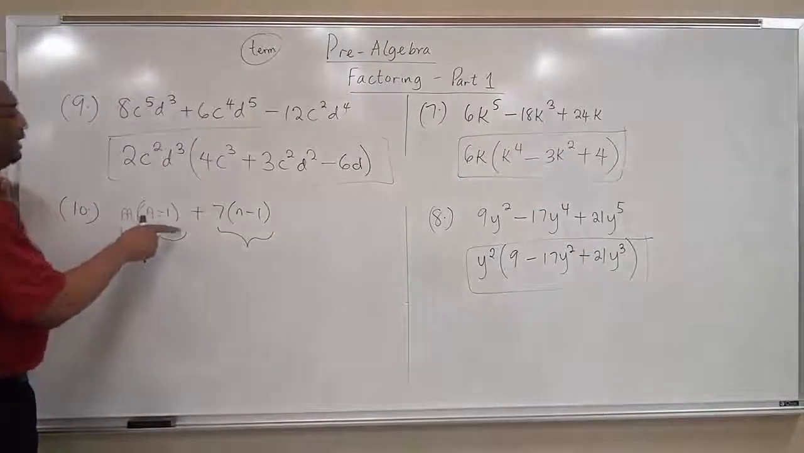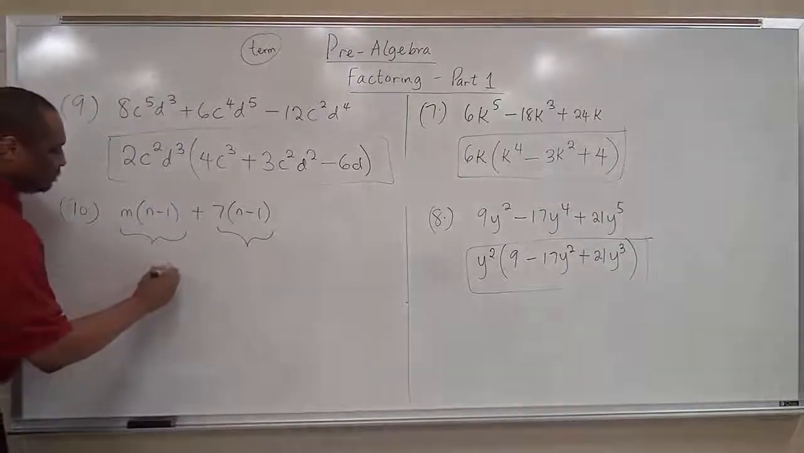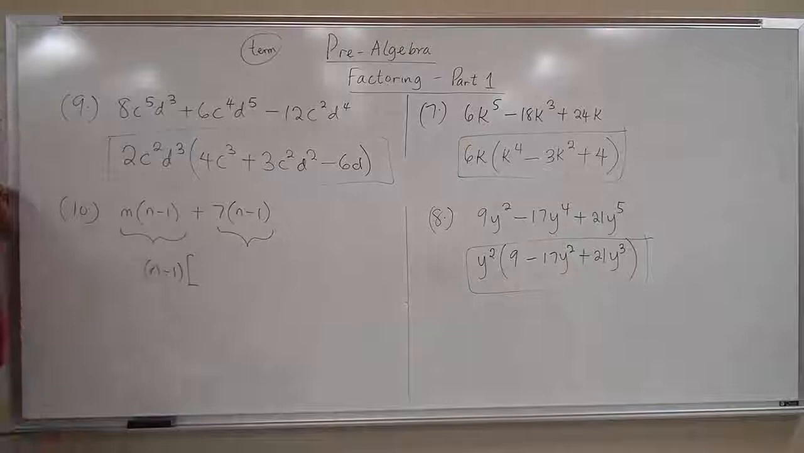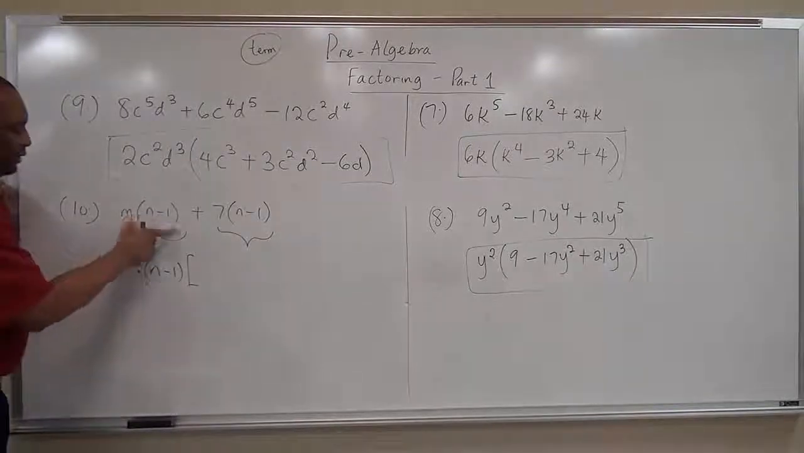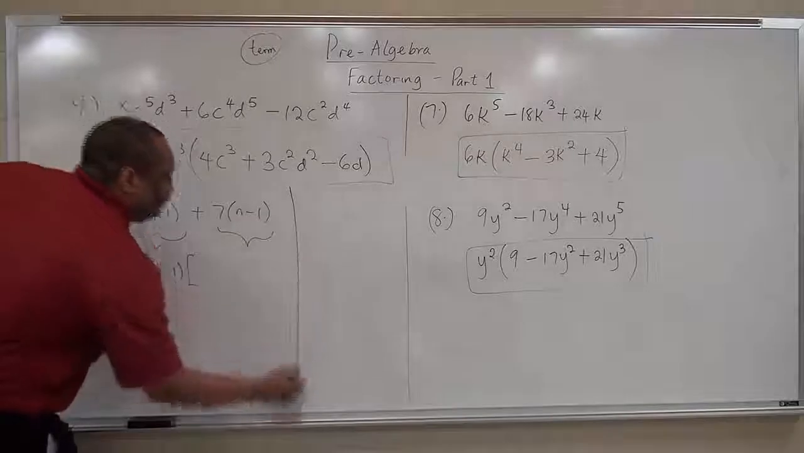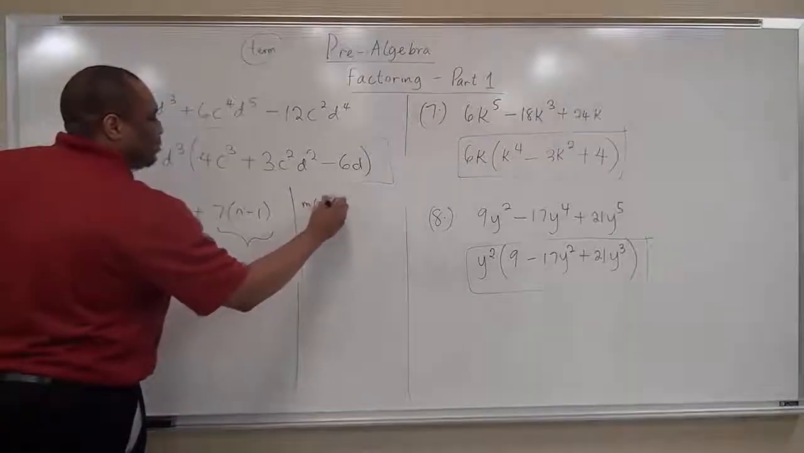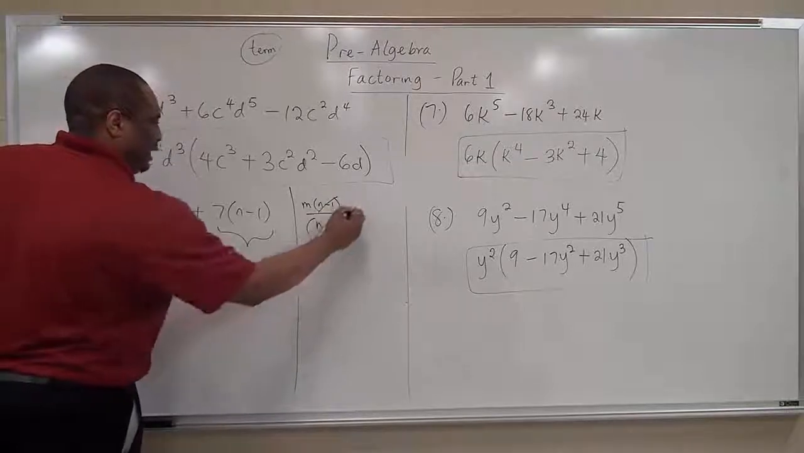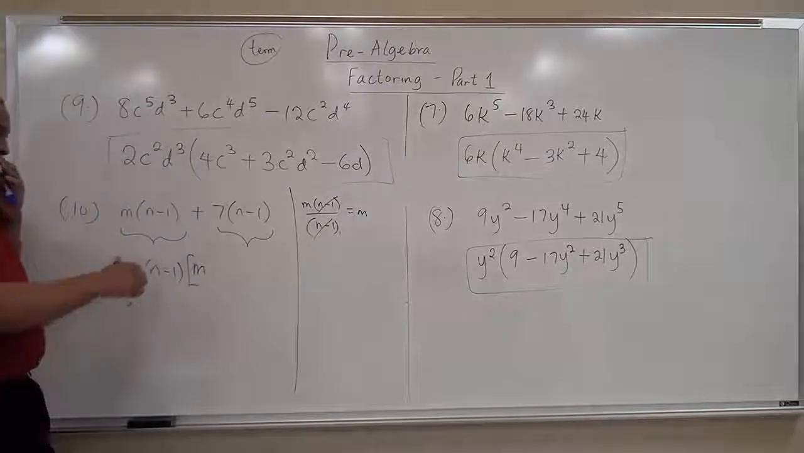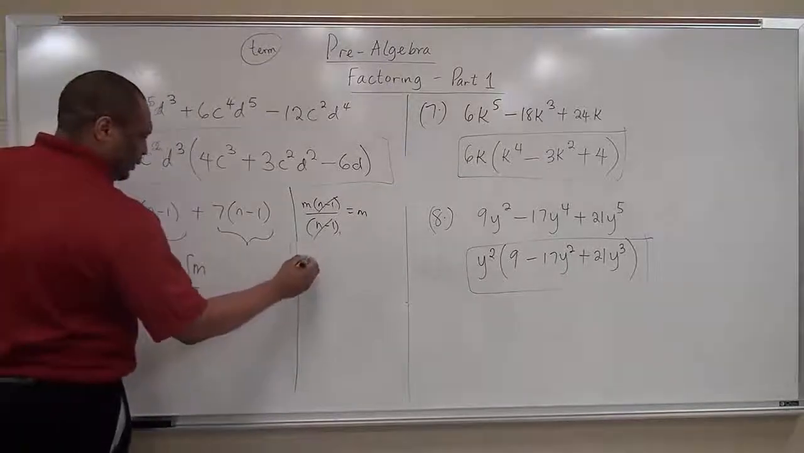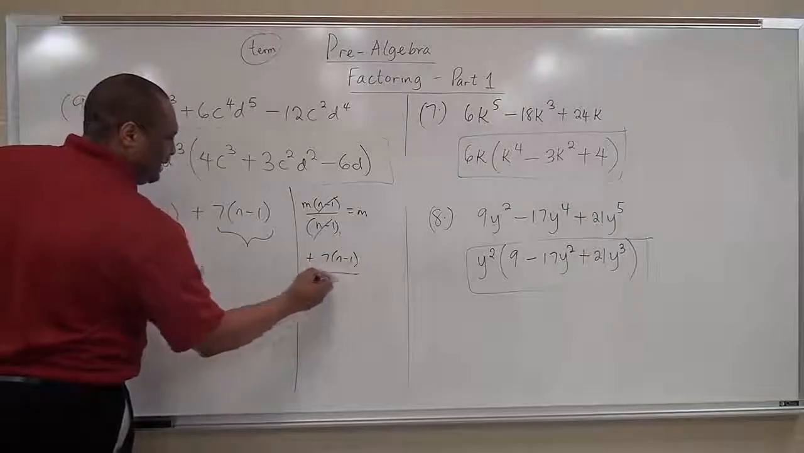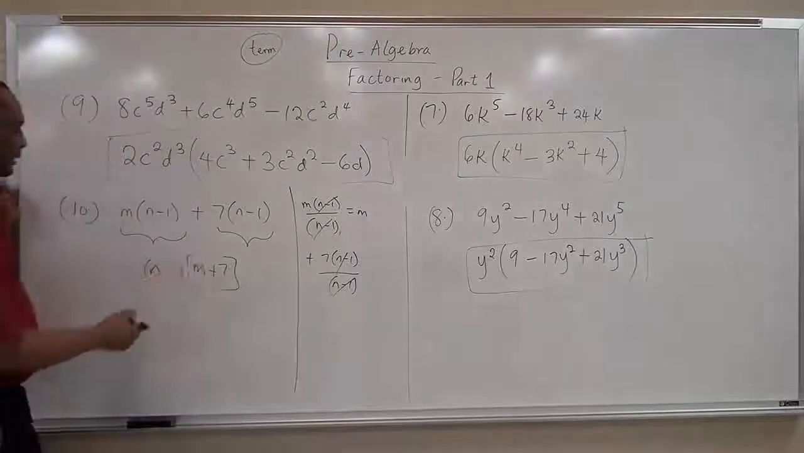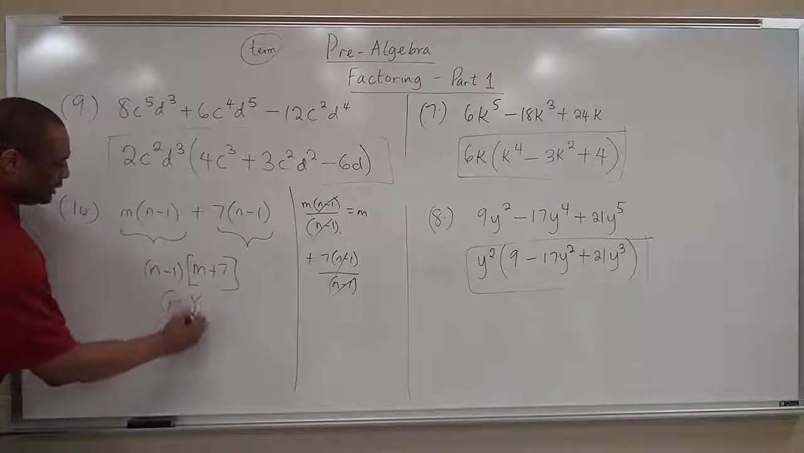What is common in the first term and second term is n minus 1. And if you like to put brackets, that's good. I'll show you here. m times n minus 1 divided by n minus 1: this cancels out and you have only m. Then plus 7 times n minus 1 divided by n minus 1, and you have plus 7. And that's the answer. You can now write it as n minus 1 times m plus 7.